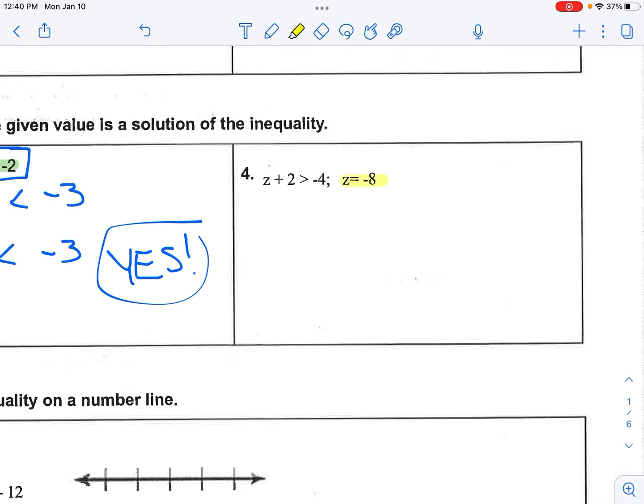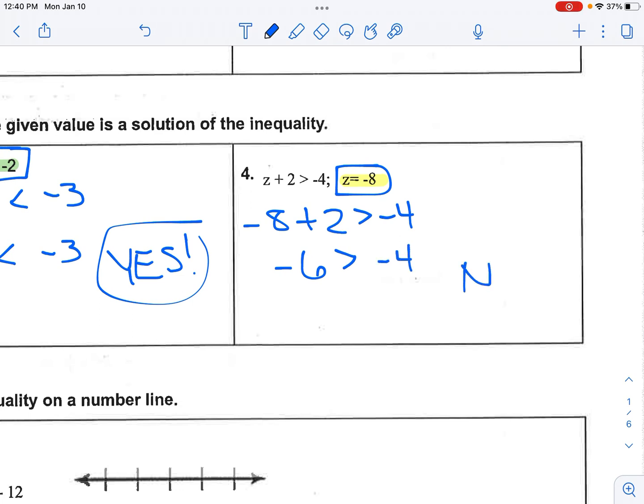Over here, we're going to substitute negative 8 for z. So is negative 8 plus 2 greater than negative 4? Negative 8 plus 2, different signs, find the difference. The difference between 8 and 2 is 6, and you had more negatives in your problem. Is negative 6 greater than negative 4? Final answer on these is going to be a yes or a no. So that one would be a no.